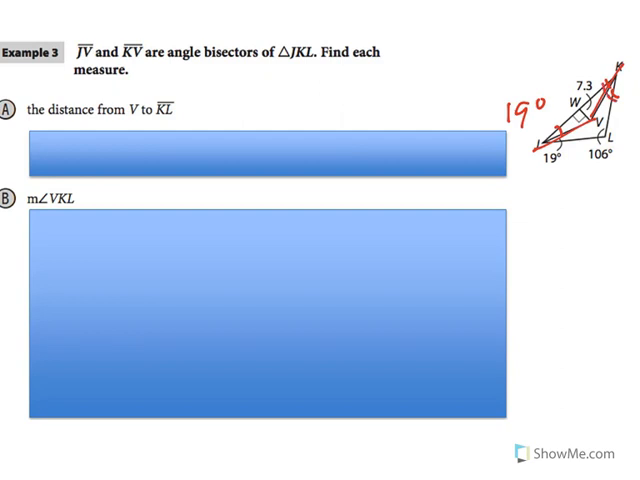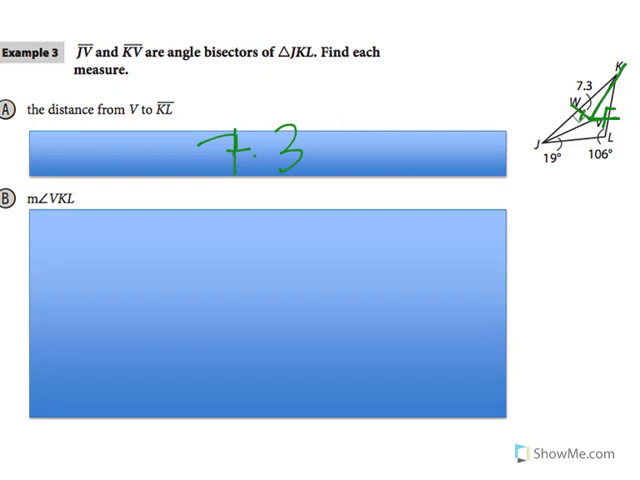Then for example A, it's saying find the distance from V to KL. If we look at our drawing, we're looking for the distance from V to KL, and we're given that this is an angle bisector, and we can draw a perpendicular line here, so let's form a right angle. So that means that these two are congruent. So if this is 7.3, then the distance from V to KL is also 7.3.